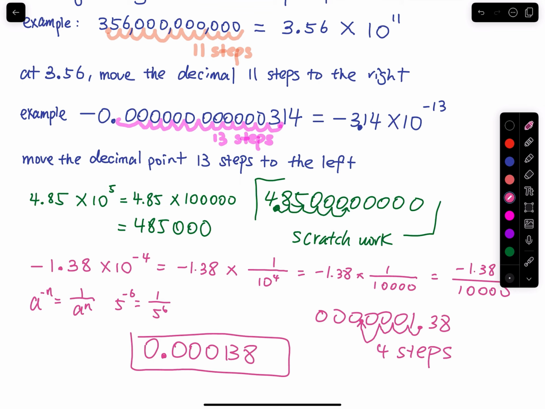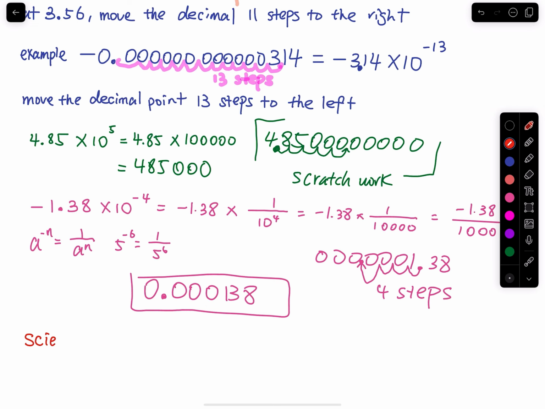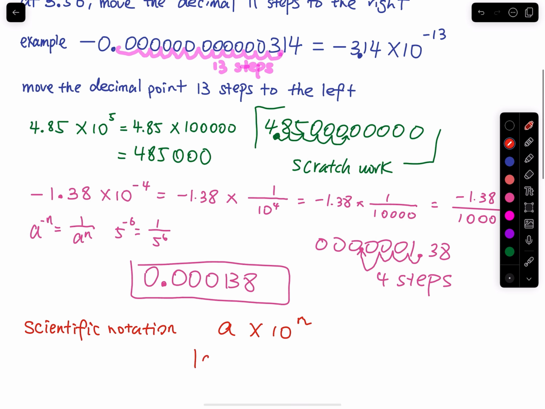All right, so let's do a general form of scientific notation. So in general, this is a times 10 raised to the nth power. And then the absolute value of a, because we have to disregard the negative, is between 1 and 10. It can be equal to 1, but it cannot be equal to 10.